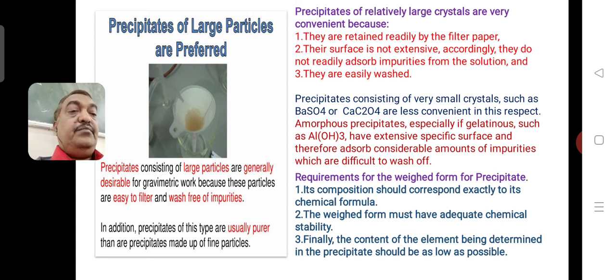Then the weighing must be adequate. The weighing must be adequately done in a proper way with a suitable stable chemical substance. And finally, the content of the element being determined in the precipitate should be as low as possible. Okay.